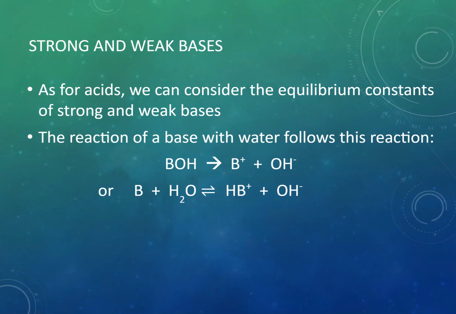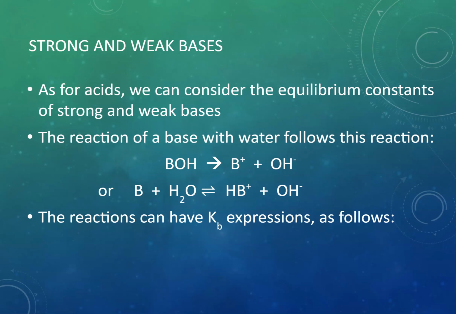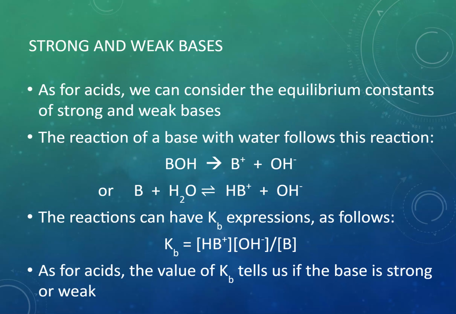And so if we look at that second equation in particular, we can write an equilibrium constant expression for that, which we call Kb, as such. So the two products divided by the concentration of the undissociated base. And as with our acids, the size of that value will tell us if the base is strong or weak. A strong base will have a very large value for Kb, and a weak base will have a small value for Kb.